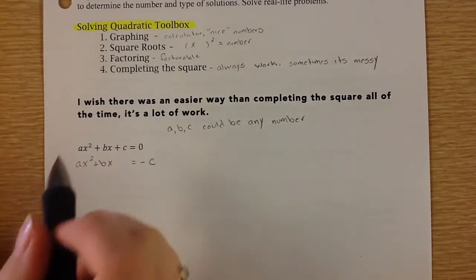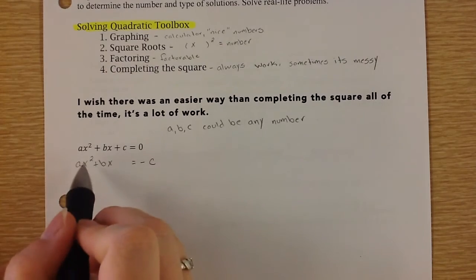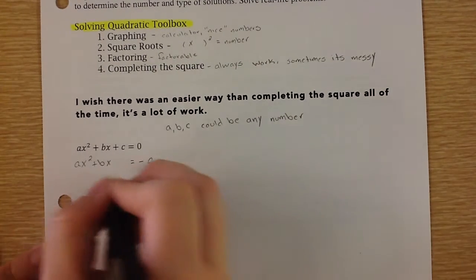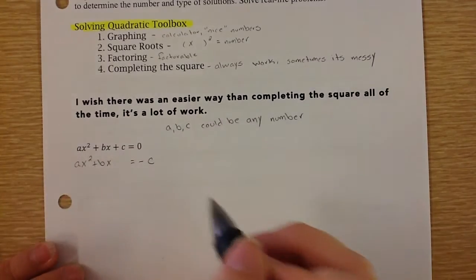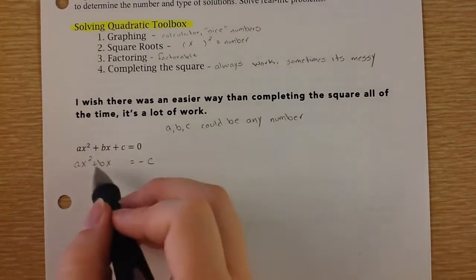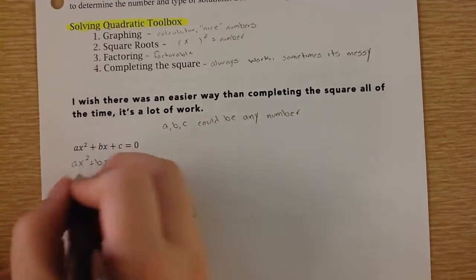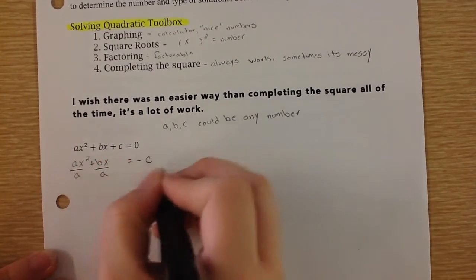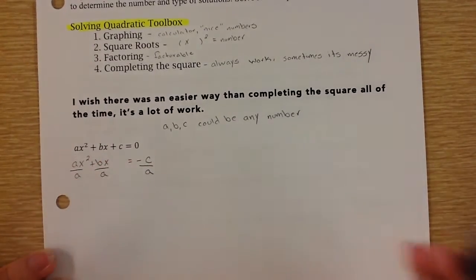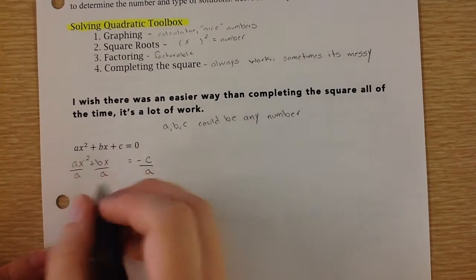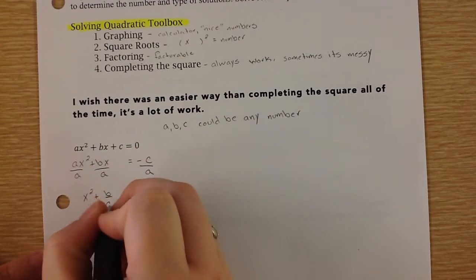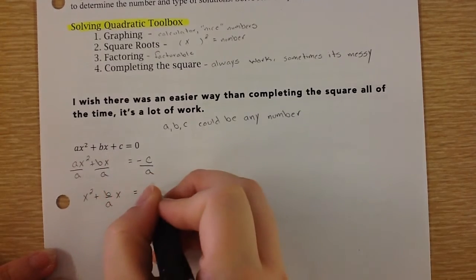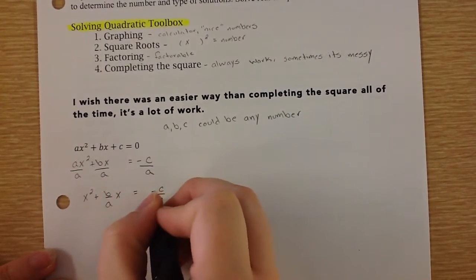Okay, now I want to get rid of this a out in front here. So to do that, because it's a times x squared, I'm going to divide everything by a. And by everything, I mean everything. I even have to divide this thing by a. We're dividing everything by a. So when I divide this by a, I'll have x squared. Now here I'll have b over a, x equals negative c over a.